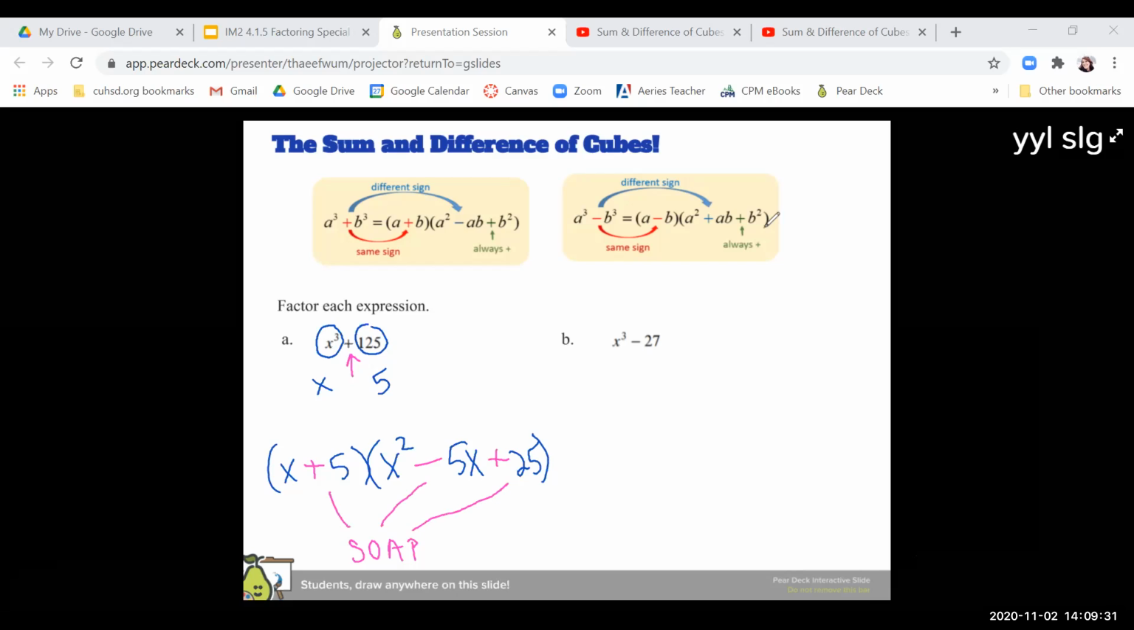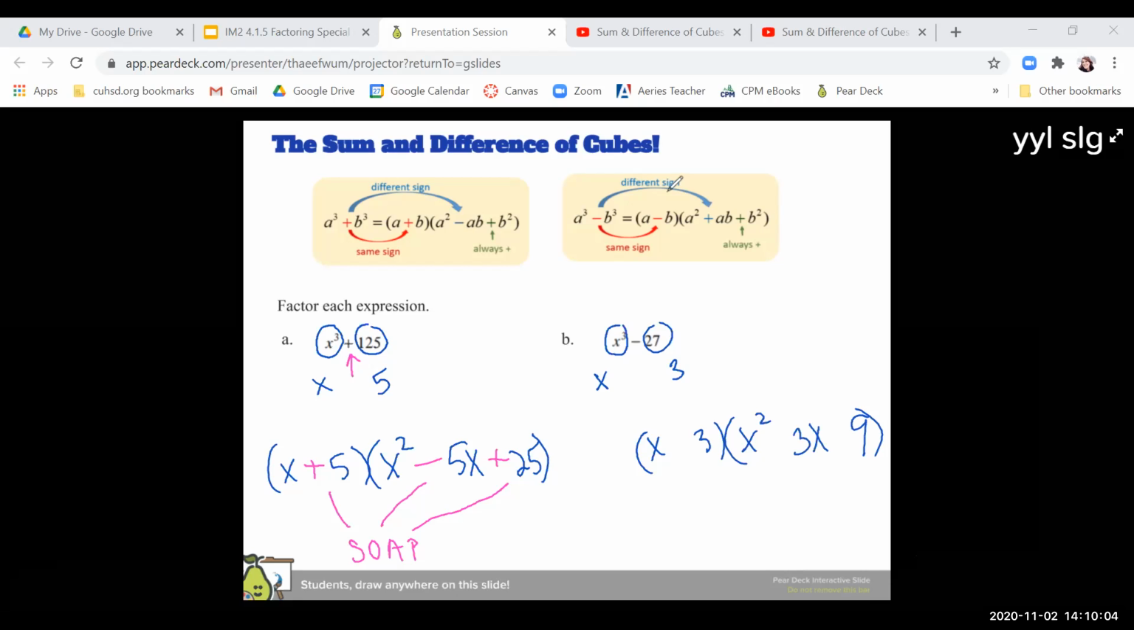All right, let's try that again. In part B, we have the first term and the second term. This is a subtraction problem now. The root of x cubed is x. The root of 27 is 3. Small parentheses, big parentheses. First one, second one, first one squared. First one times the second one, that's 3x. Second one squared, 9. Here you go. And then use some soap.